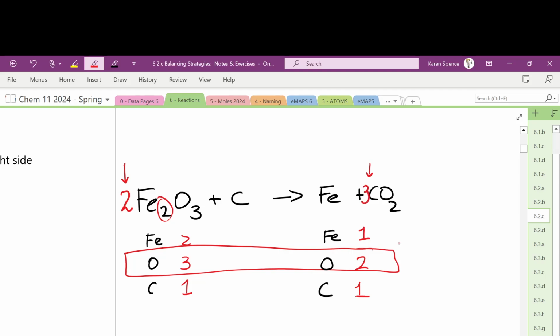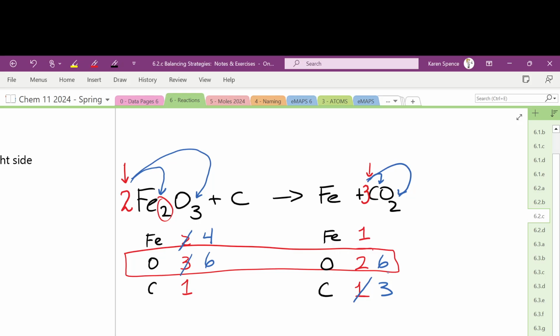And now we have to make all our changes to our numbers. So now we look and we say we now have 4 iron. So you have to cross out the 2 and write a 4. We also have 2 times 3 is 6 oxygen. So make sure you keep updating your chart every time you add coefficients. We have 3 times 1 is 3 carbon. So we update our chart. And 3 times 2 is 6 oxygen. So oxygen is good.